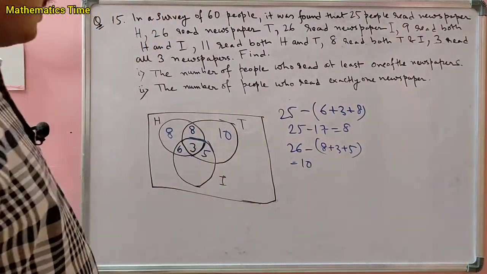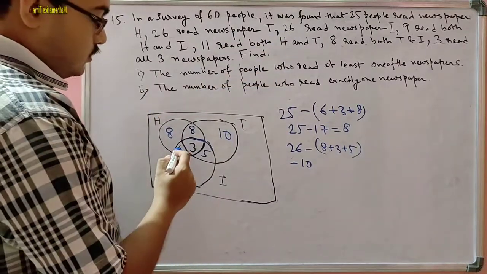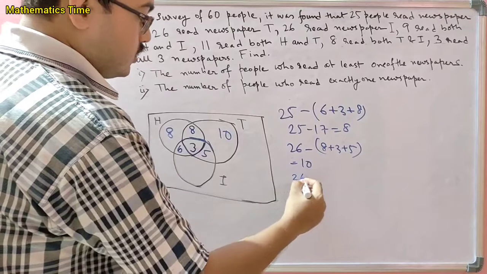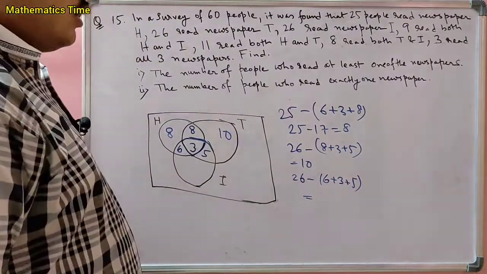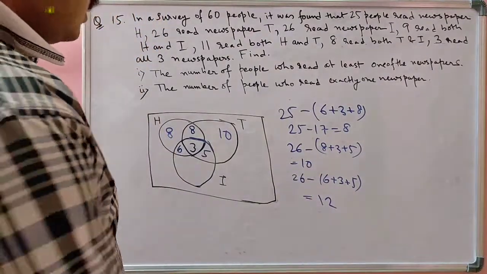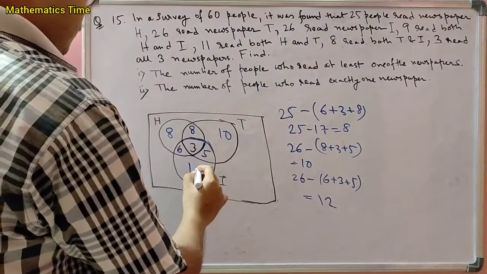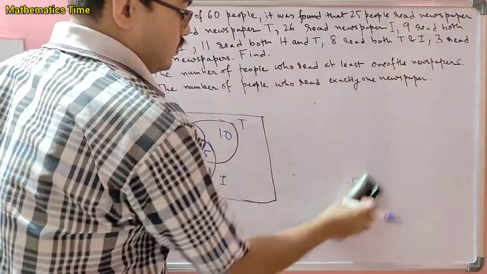This will be 10. And for I, 26 read newspaper I. So this will be 26 minus 6 plus 3 plus 5. That is 11 plus 14, 14 minus 6, 26 minus 14. That is 12. Here it will be 12. So let's solve the problem.